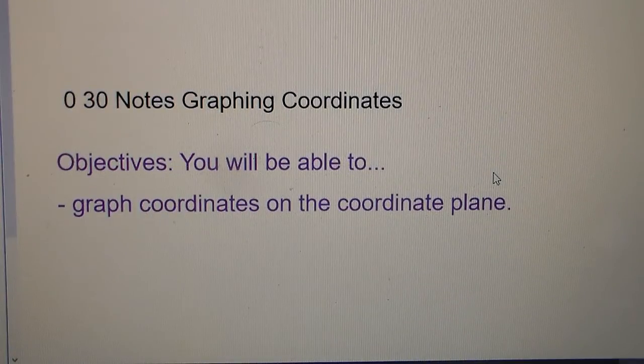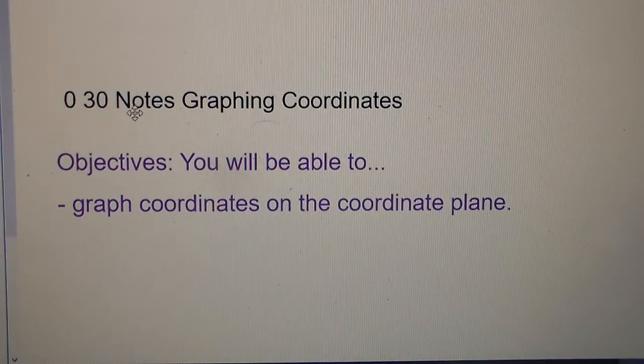Alright, ladies and gentlemen, this is 030 Notes, Graphing Coordinates. Objectives: you'll be able to graph coordinates on the coordinate plane.